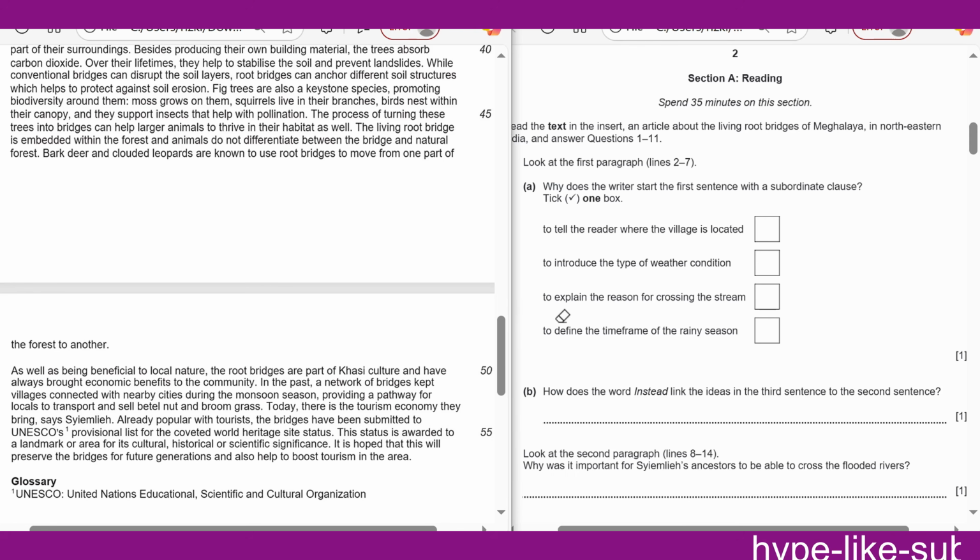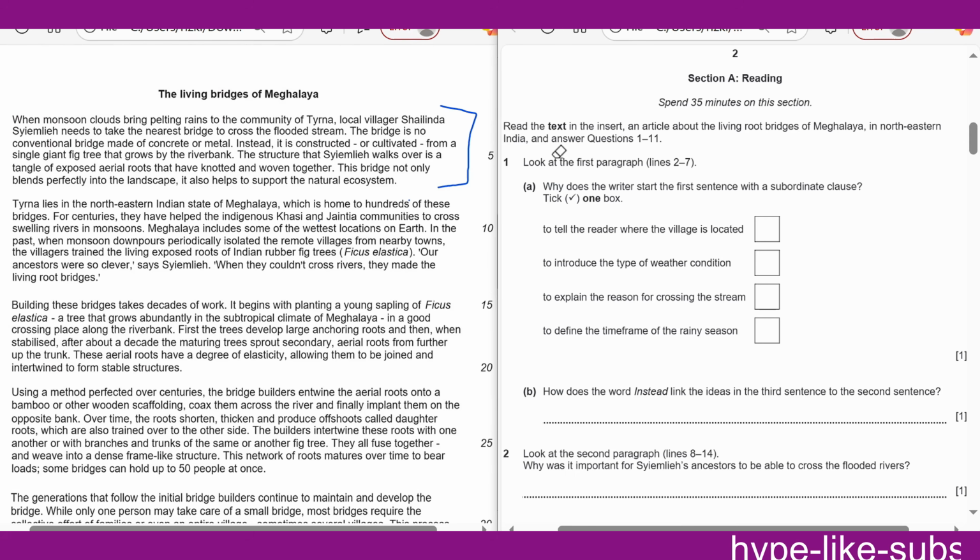Let's start the questions now. Question 1, look at the first paragraph, lines 2 to 7 here. So A, why does the writer start the first sentence with a subordinate clause? Pick one box: to tell the reader where the village is located, or to introduce the type of weather condition, to explain the reason for crossing the stream, to define the time frame of rainy season.